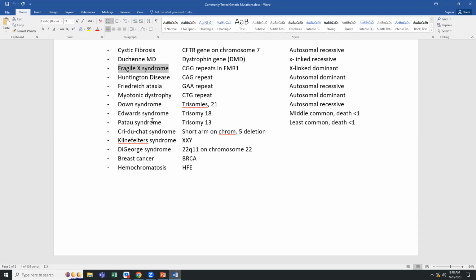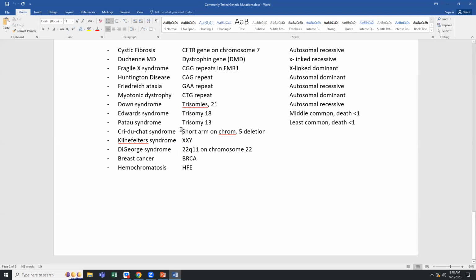And then both Edwards and Patau are really incompatible with life. Typically, people who are born with them are dead before the age of 1 or by the age of 1. Versus Down syndrome, you can obviously be compatible with life. So recognize these are the 3 trisomies in order of commonality, Down's being the most common, then second, third. The only one that really could have survivability would be Down syndrome. The other 2 would typically not be compatible with life after a year.